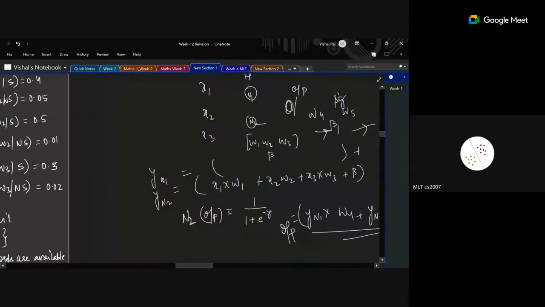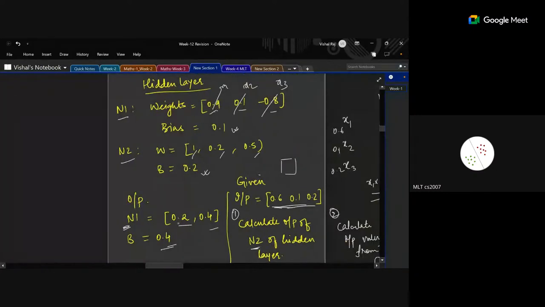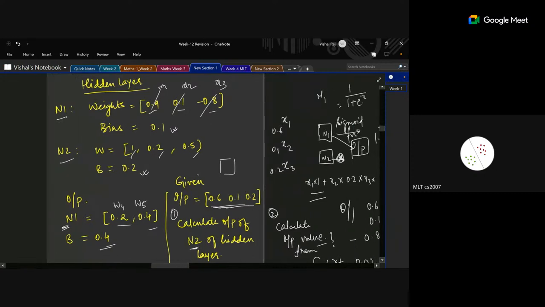What was the answer, sir? W4 and W5? W4 and W5 are these ones, the weights 0.2 and 0.4. I just gave them a simple name. So this was basically W4 and W5. Is it clear now to everyone? Should I repeat it?